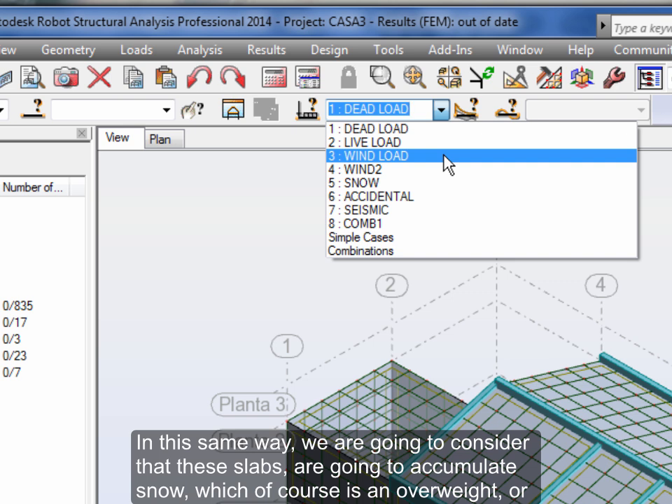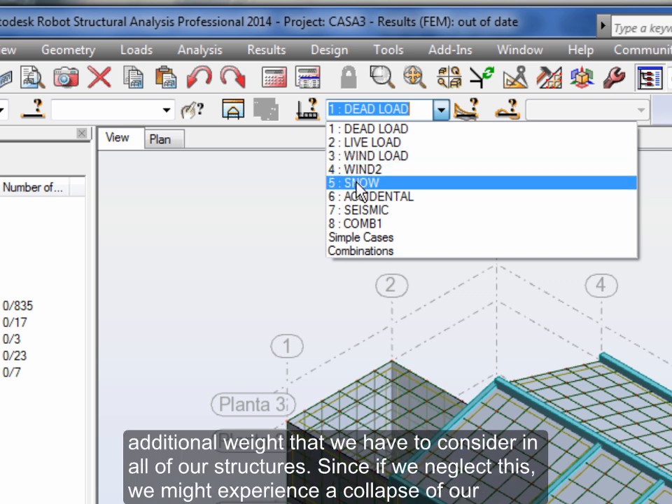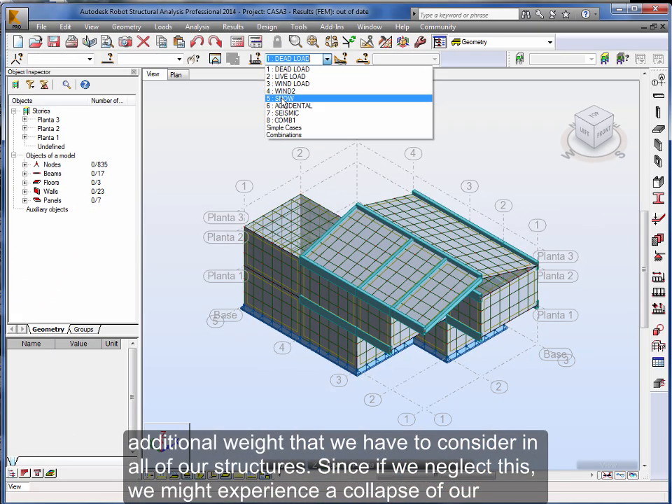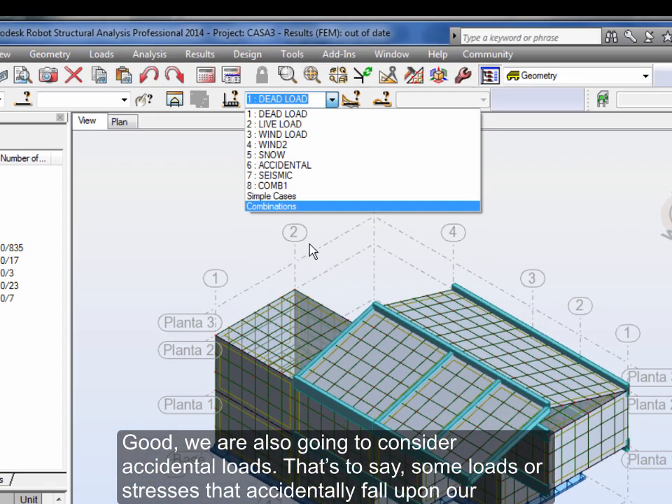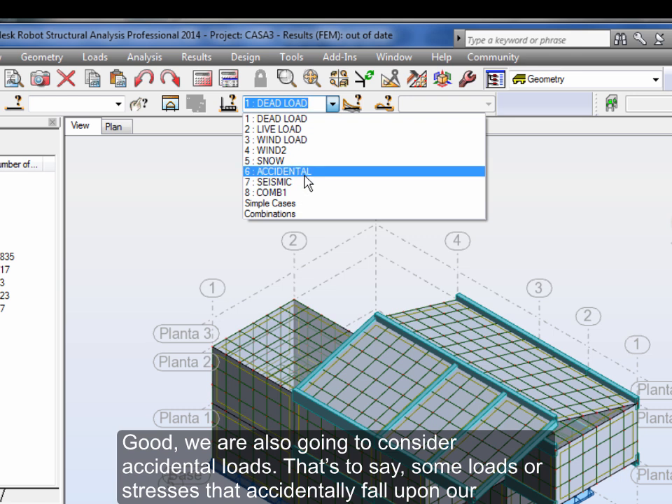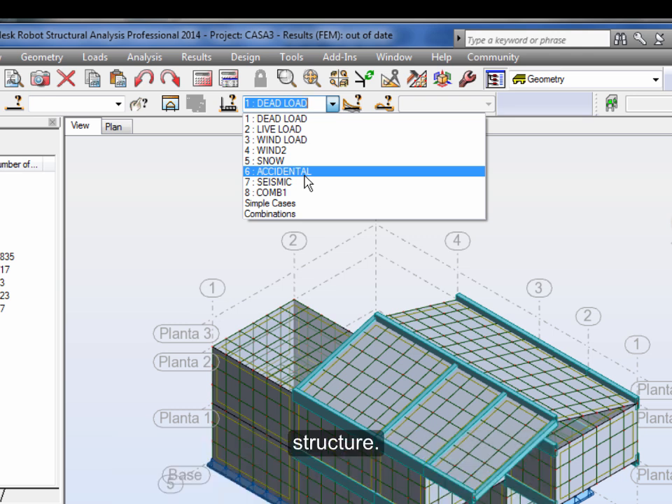In this same way, we are going to consider that these slabs are going to accumulate snow, which of course is an overweight, or additional weight that we have to consider in all of our structures. Since if we neglect this, we might experience a collapse of our structure during any sort of heavy rain or hail. Good. We are also going to consider accidental loads. That's to say, some loads or stresses that accidentally fall upon our structure.